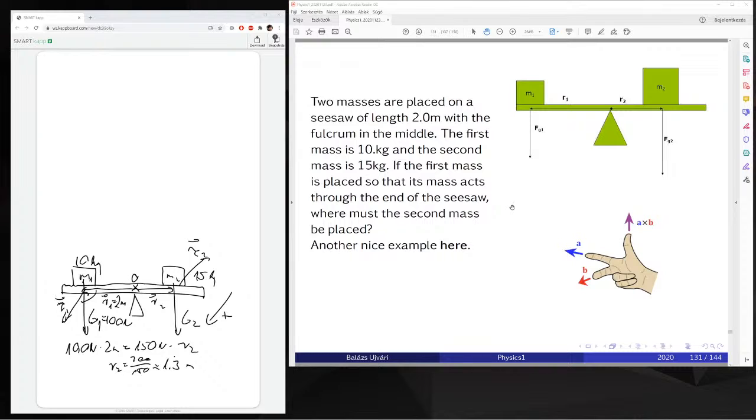What do you know about translation? Since you have a system here, which is the mass 1, mass 2, and the massless seesaw, and there are two forces, the two weights points downwards. So that was the rotation. From the dynamical equation of the rotation, we know what is the R2 we need to be balanced, but that's only for rotation. Let me show you what I'm talking about.